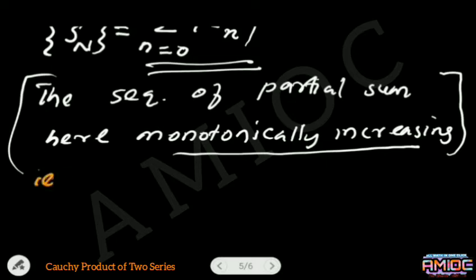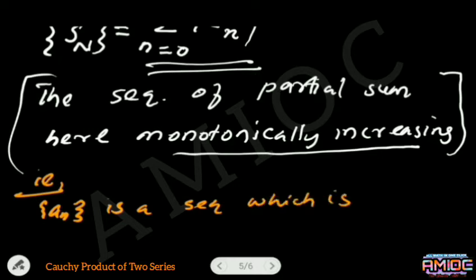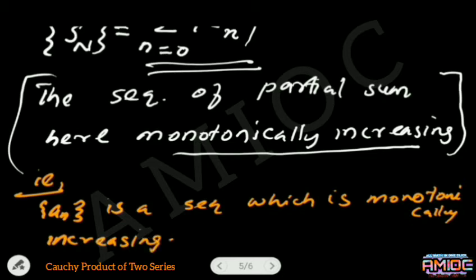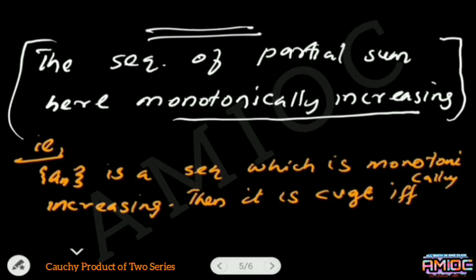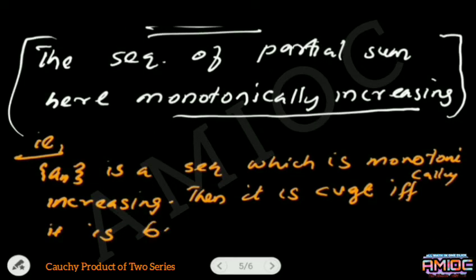That is, we have a result: if An is a sequence which is monotonically increasing, then it is convergent if and only if it is bounded above.